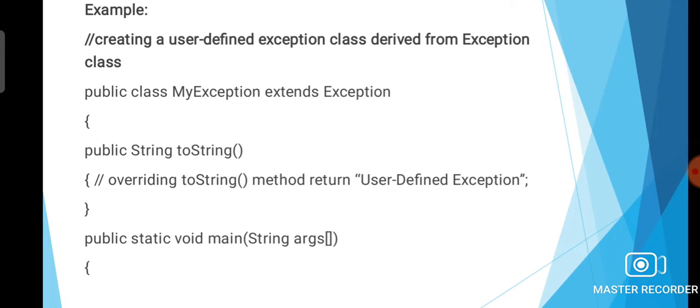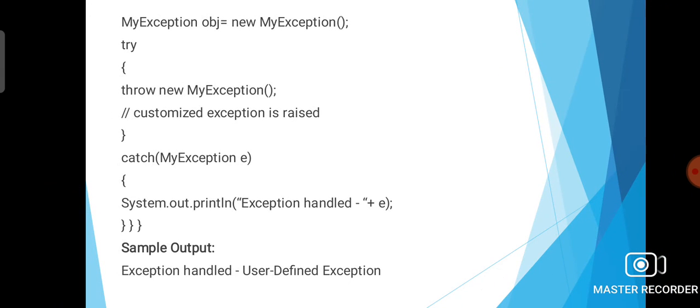Now we are going to see how to define a user-defined exception derived from the Exception class. So we are defining the class public class MyException extends Exception. Then public String toString is the method which is used to override the method that will return the user-defined exception. Now under the main function we are creating the object for the class. Then under the try block we are having the customized exception, and we are throwing the exception: throw new MyException.